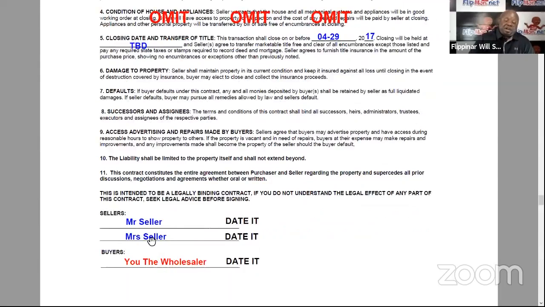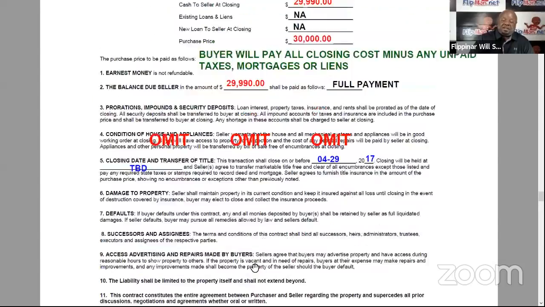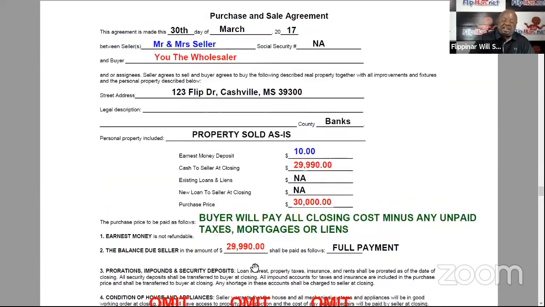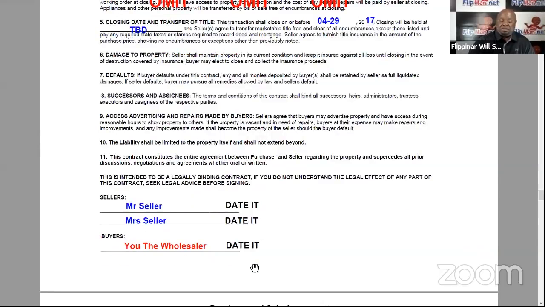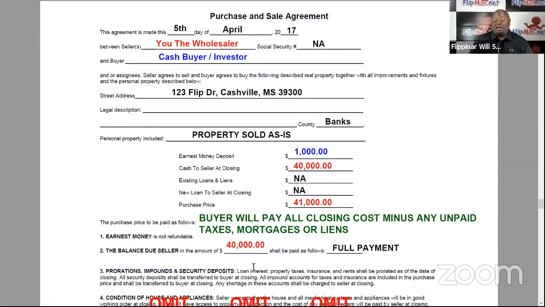All right, so go down here to the signature part of it. Mr. Seller signs, Mrs. Seller signs, they date it. You, the wholesaler, under the buyers, and you date it. Okay, so boom, that's contract A. All right. So let's go down here to contract B with the actual buyers.